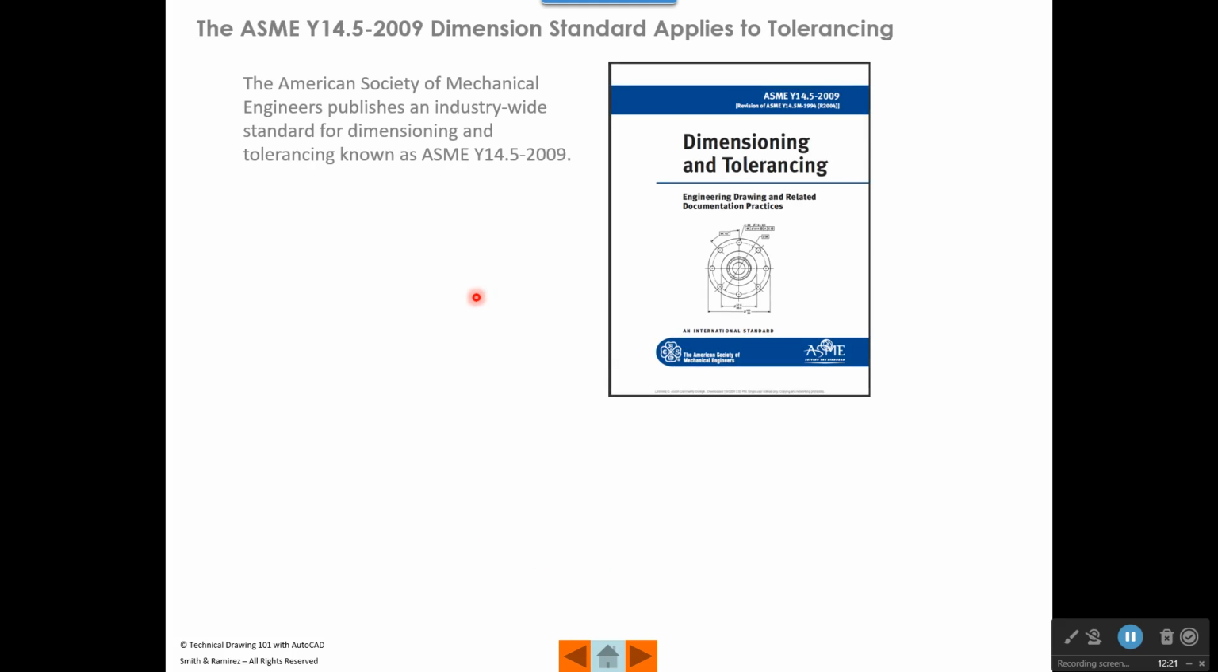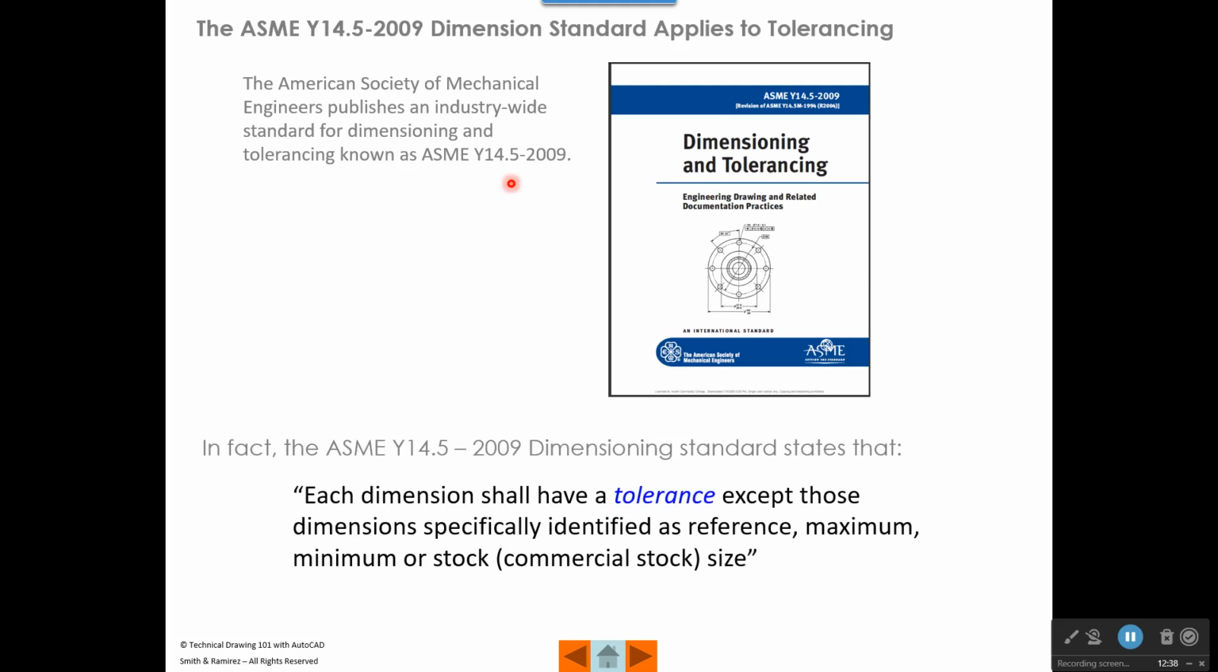The American Society of Mechanical Engineers publishes an industry-wide standard for dimensioning and tolerancing known as ASME Y14.5-2009. The ASME Y14.5 standard states the following with regard to tolerances. Each dimension shall have a tolerance, except those dimensions specifically identified as reference, maximum, minimum, or stock. Now we'll get into what reference dimensions mean and the maximum and minimum sizes, but I want to focus on that top line right there. Each dimension shall have a tolerance. That's what the ASME standard says.